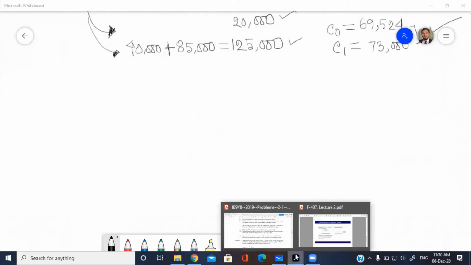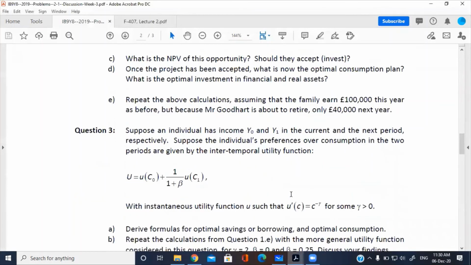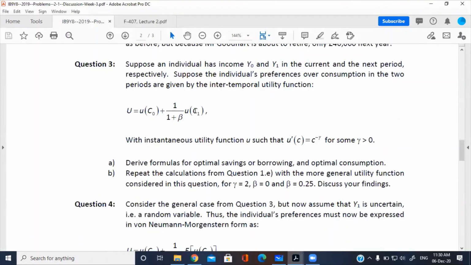So we have short time available. I'm taking 10 minutes extra just to show you how to come up with some plausible solution for question 3. Suppose an individual has income Y0 and Y1 in the current and the next period respectively. Suppose the individual's preferences over consumption in the two periods are given by the intertemporal utility function.